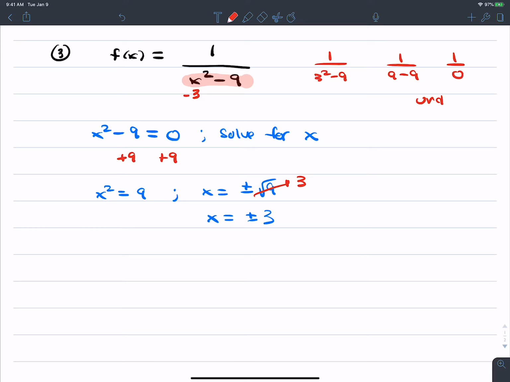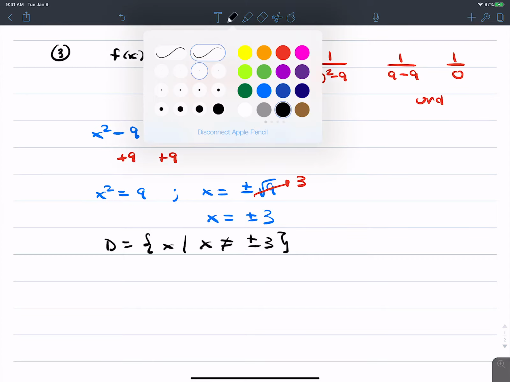If we plug in a negative 3, we'll have negative 3 squared, and that again is going to give you 9. And we have the same situation. So x can't be plus or minus 3. This is the location of our rocks. So in set notation, the domain will be the set of all real numbers x such that x could not be plus or minus 3. So when you have a rational function, simply set the denominator equal to 0 and solve for x.